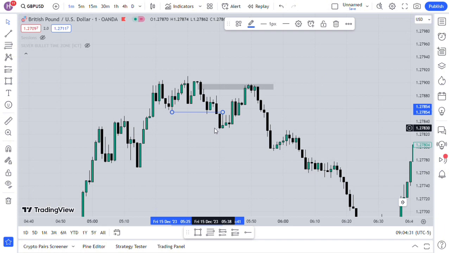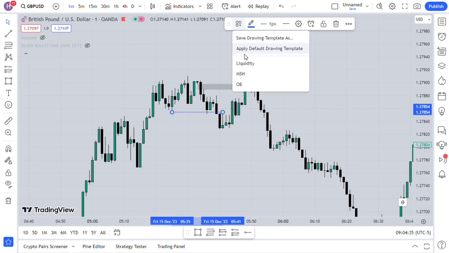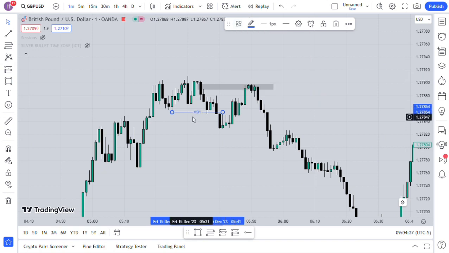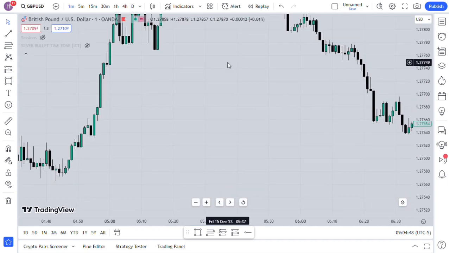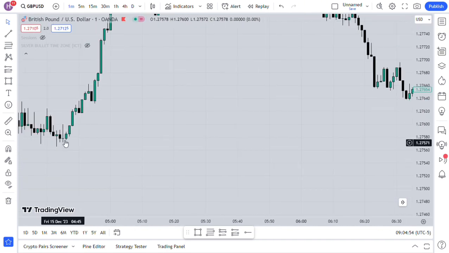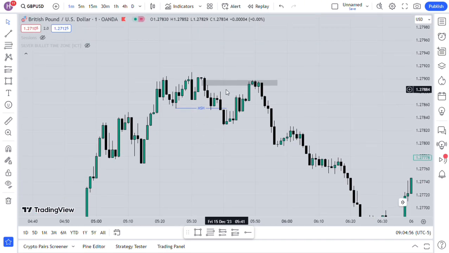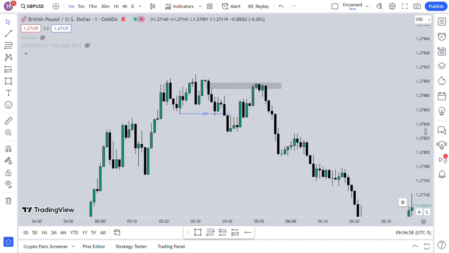We are on a 1-minute time frame. A nice market structure shift was formed here, and after the market structure shift, the price retraced back to this fair value gap and refilled it before going down, taking out this low and retracing to this fair value gap down here, and it further went on to take out this low.